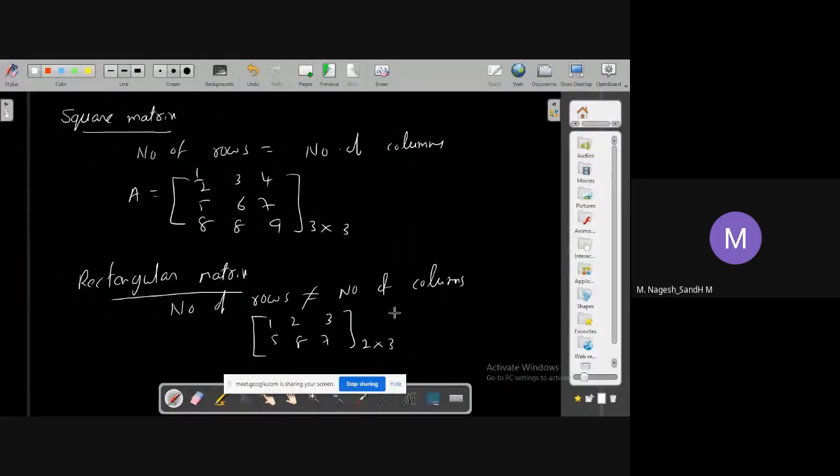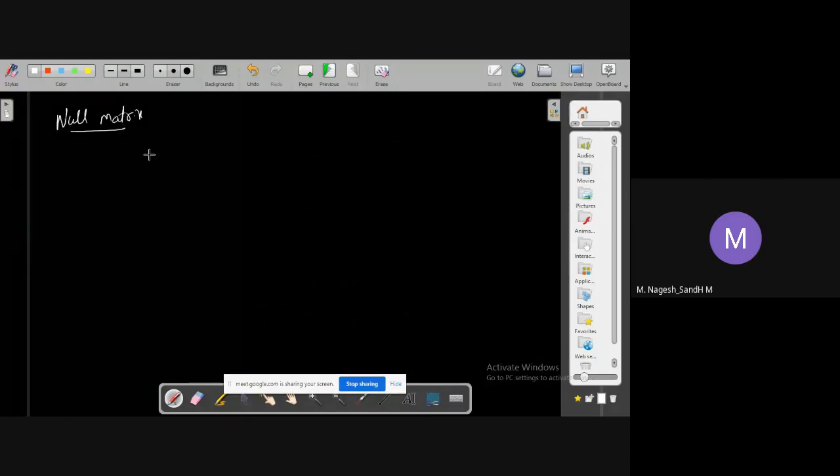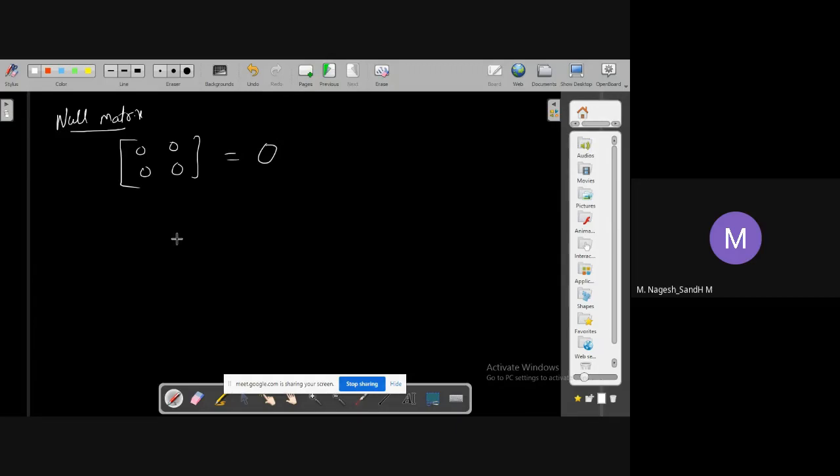Next, null matrix. So what is a null matrix? A matrix in which all elements are zero is called a null matrix. 0, 0, 0, 0. So it is called a null matrix. It is denoted by the letter O. Okay, so it is a null matrix.